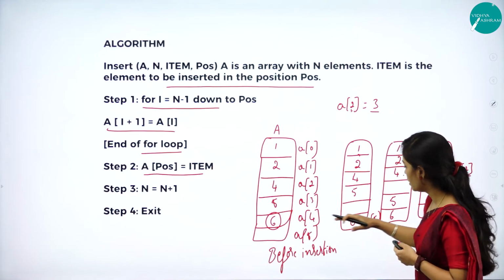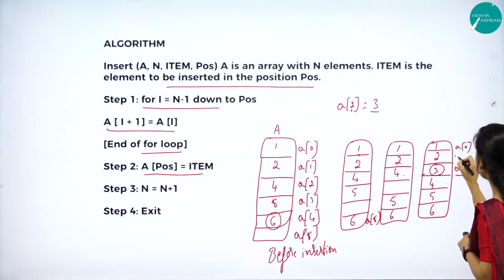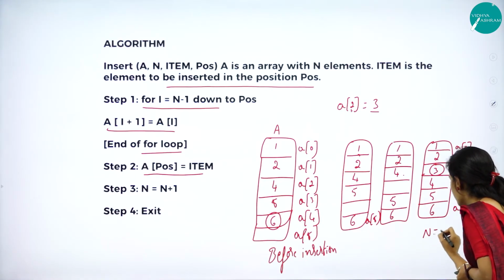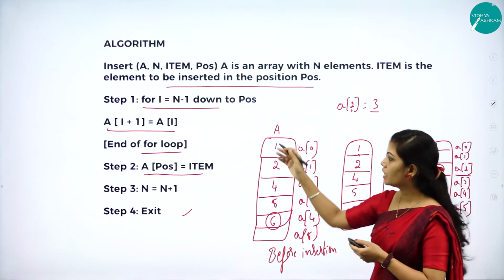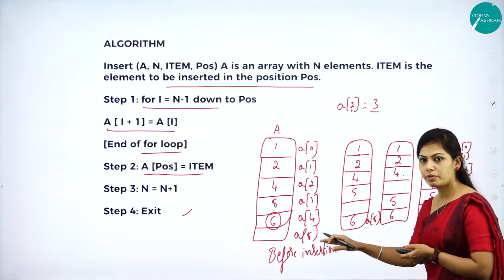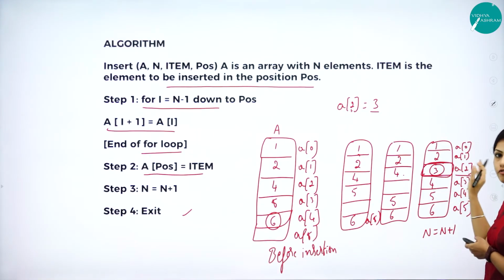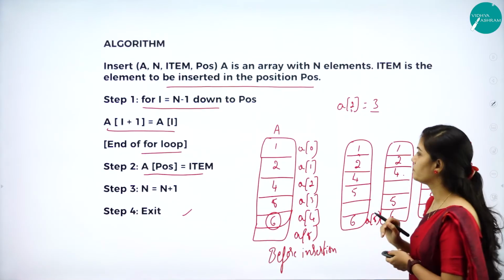Before it was A of 4, now it is A of 5. So it is A of 0, A of 1, A of 2, A of 3, A of 4 and A of 5. One value will be incremented. That is called n is equal to n plus 1 and exit. This is your algorithm, a very simple algorithm. Please understand the concept. In each and every step you have to move back. Then finally you will get one position location for adding a new element. This is called insertion of an element.